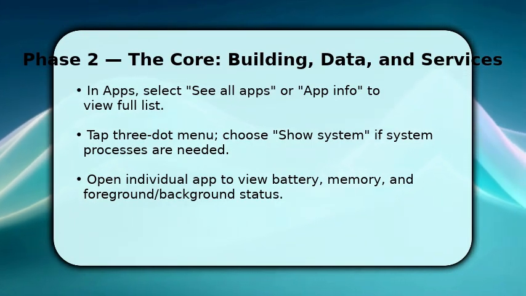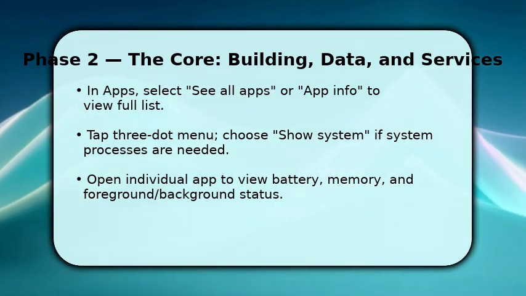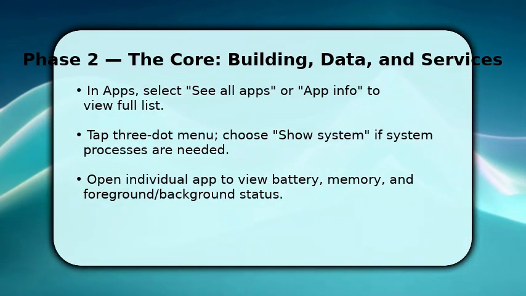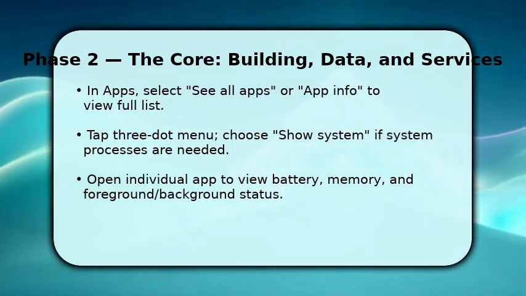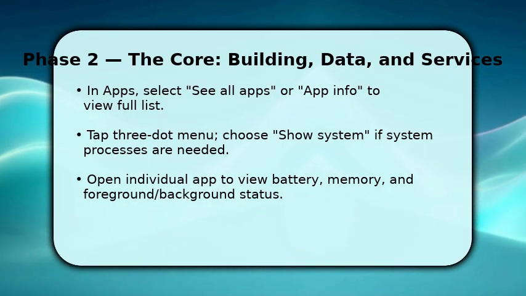Tap an app to view its details. You'll see battery usage, memory, and whether it's foreground or background. If you need continuous monitoring, use developer options, running services, or a third-party tool.